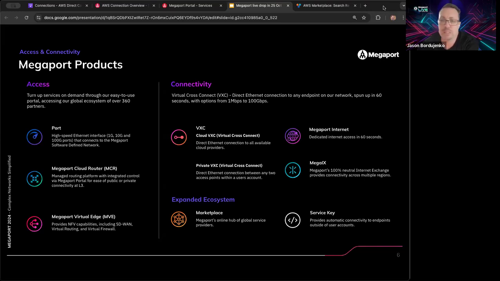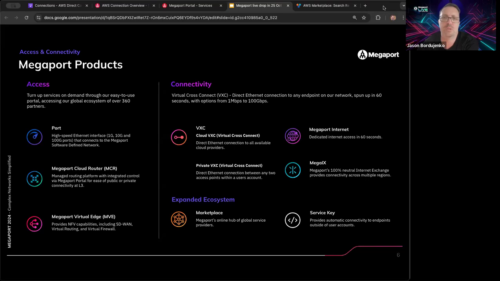But utilizing those components, particularly VXC, allows us to then make available other services on the platform. And the ones that we call out in particular, one on the bottom right is the service key. So whereas on the left we have ports, MCRs, and MVEs that would exist within the portal of a given Megaport customer, it may be that there's a B2B need. So a customer wanted to connect to someone else that also has a Megaport. It is possible to do that as well.